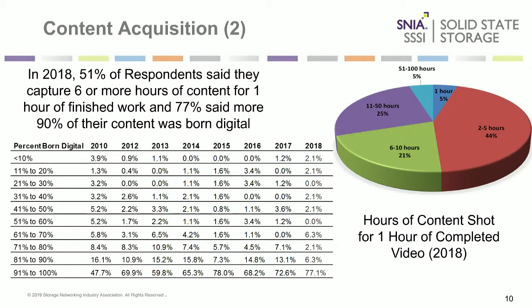If we look at another slide, again, this is some survey results here. On the right-hand side, we show the hours of content shot with the camera for 1 hour of completed video in 2018. And to summarize some of those results, in our survey, 51% of respondents said that they captured 6 hours or more of content for 1 hour of finished work. And 77% said more than 90% of their content was born digital. You can see some of that percentage born digital from 2010 to 2018 in the table on the left-hand side. In general, a great majority of content is digital from the get-go.